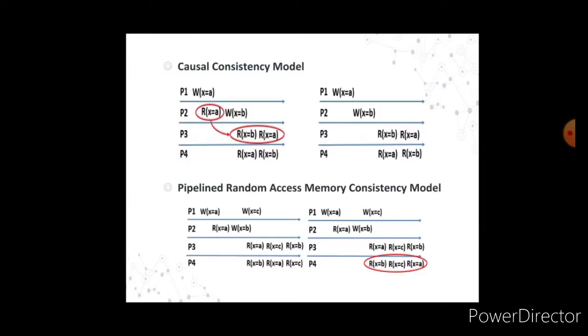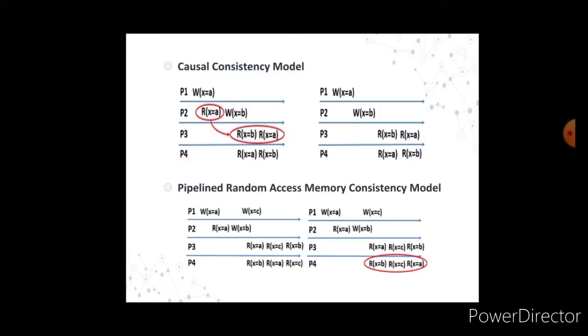The next model is the pipeline random access memory consistency model. This model ensures that all write operations performed by a single process are seen by all other processes in the order in which they were performed. All write operations performed by a single process are in a pipeline. Write operations performed by different processes can be seen by different processes in different orders. It is simple, easy to implement, and also has good performance.